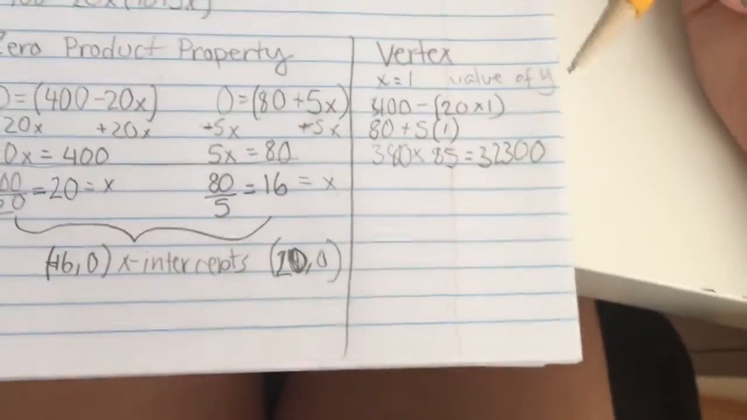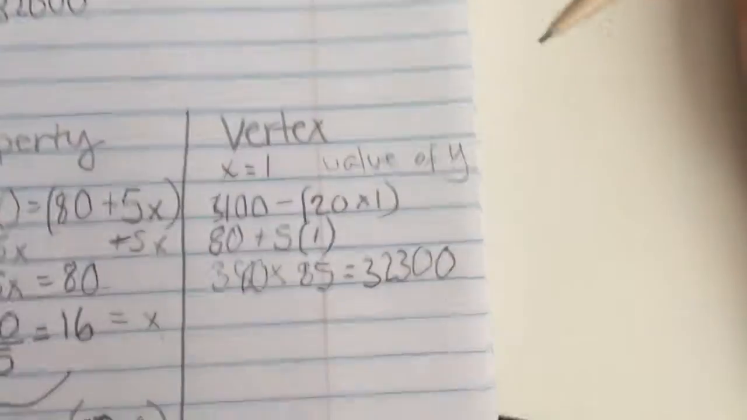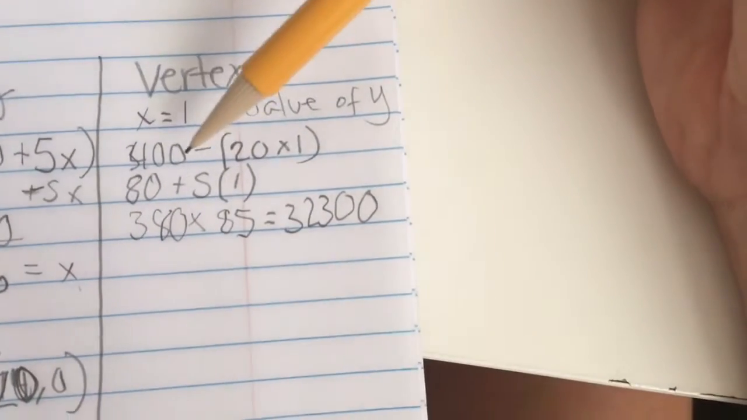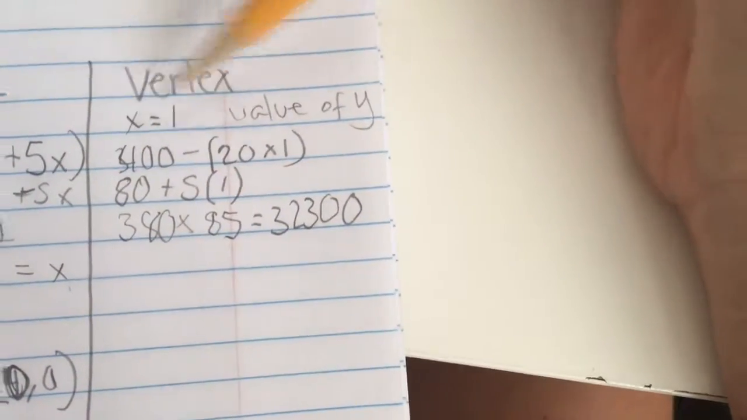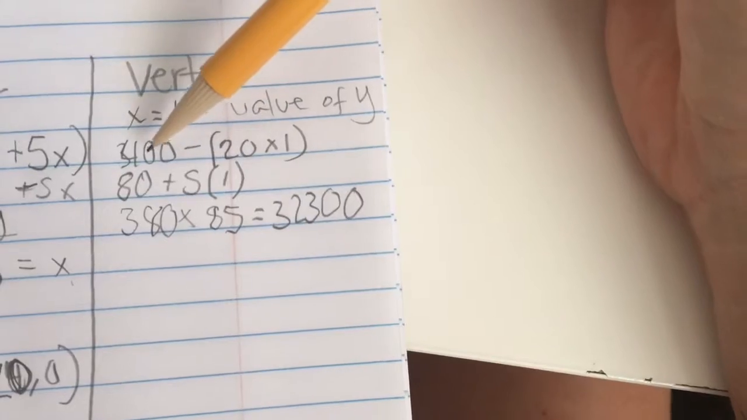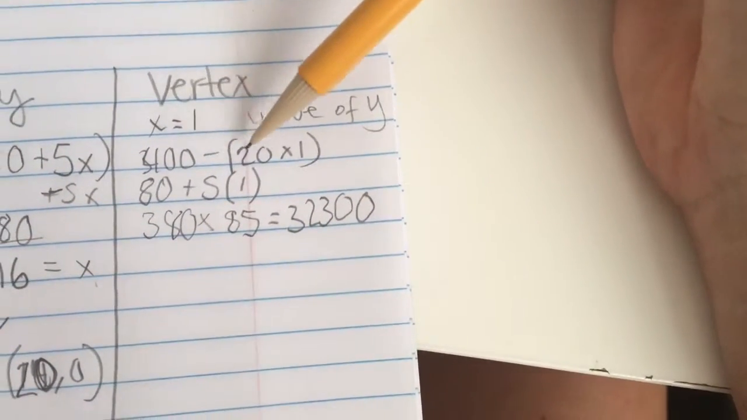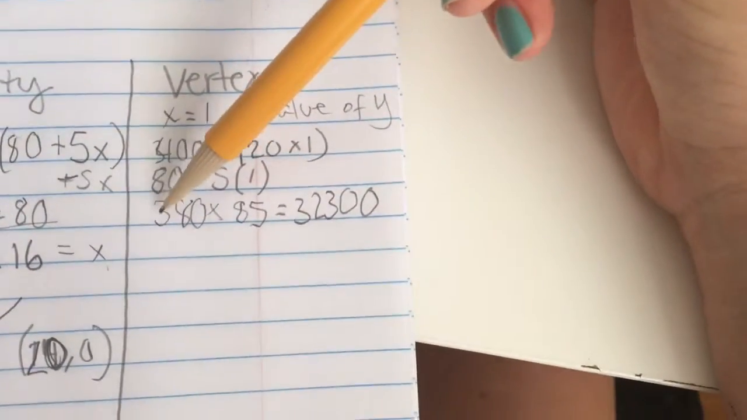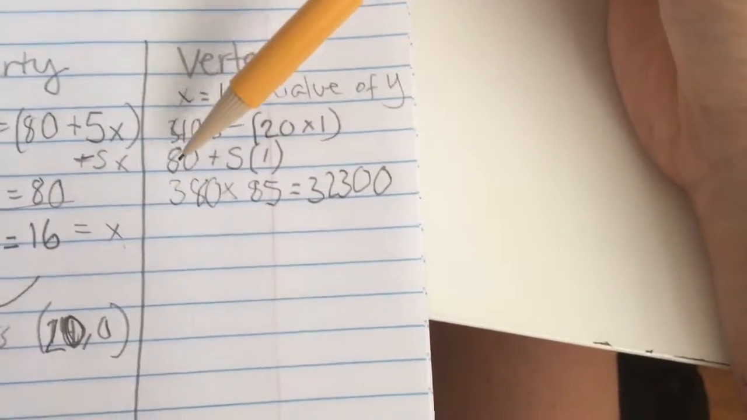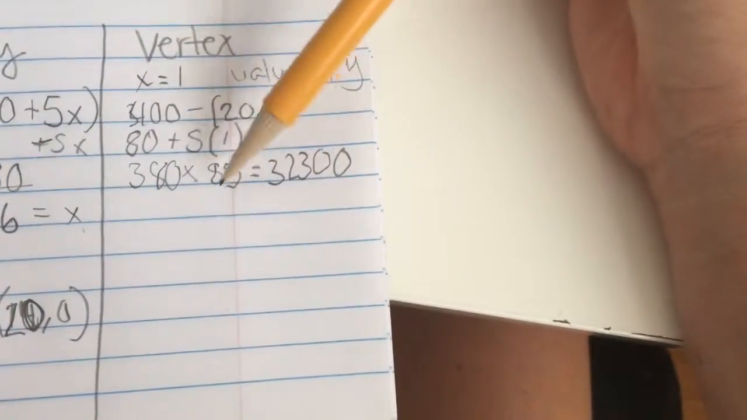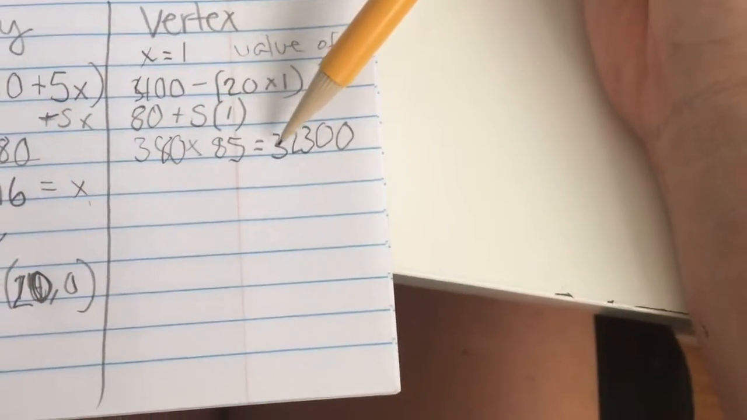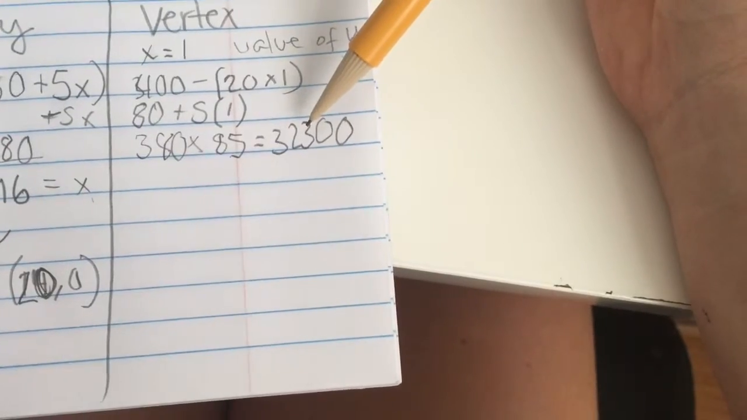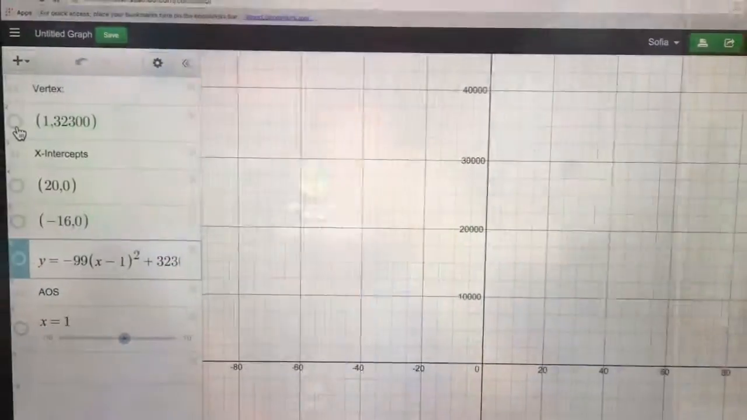And then to find the vertex, we plug that equation in. What we're going to do, x equals 1, so 400 minus 20 times 1, which is going to be 380, and then 80 plus 5 times 1 is going to be 85, which equals 32,300. Okay, and now I'm going to show you how to graph that.